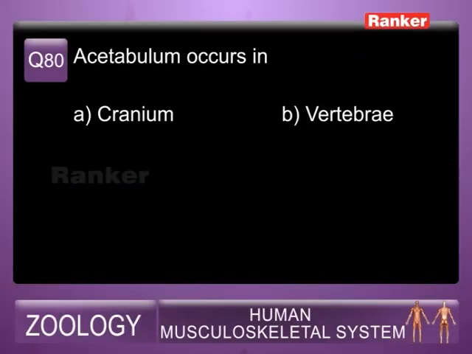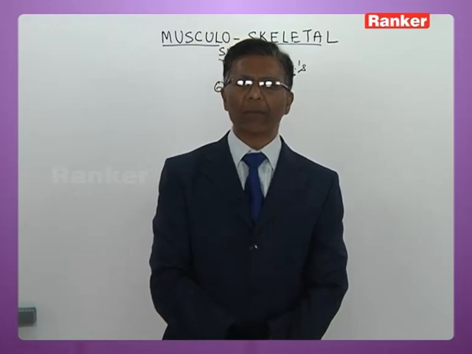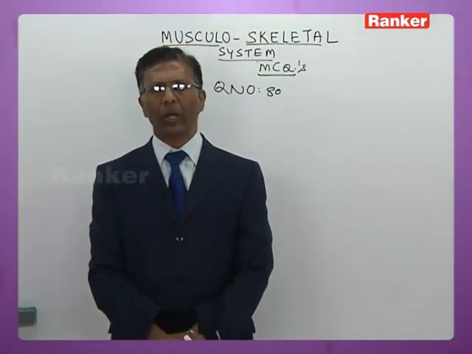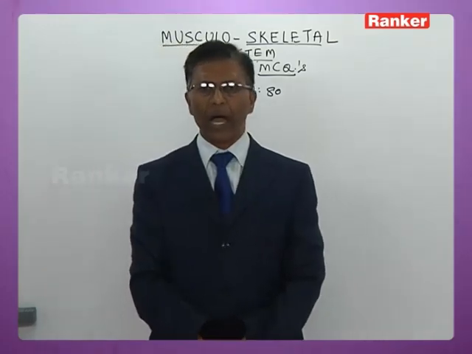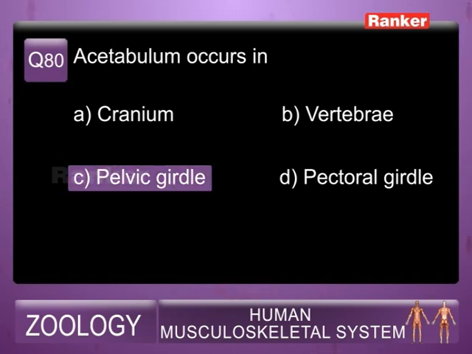80 is here. I shall read out the question. Acetabulum occurs in A. cranium, B. vertebrae, C. pelvic girdle, D. pectoral girdle. In the pelvic girdle, ilium, ischium and pubis, all three of them collectively form a socket called acetabulum to enlarge the head of femur and to form a ball and socket joint. So the answer is pelvic girdle, that is C.